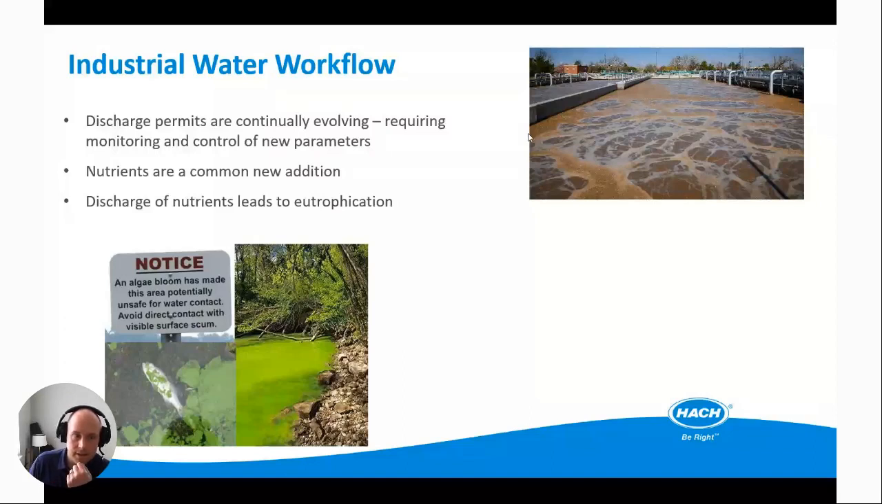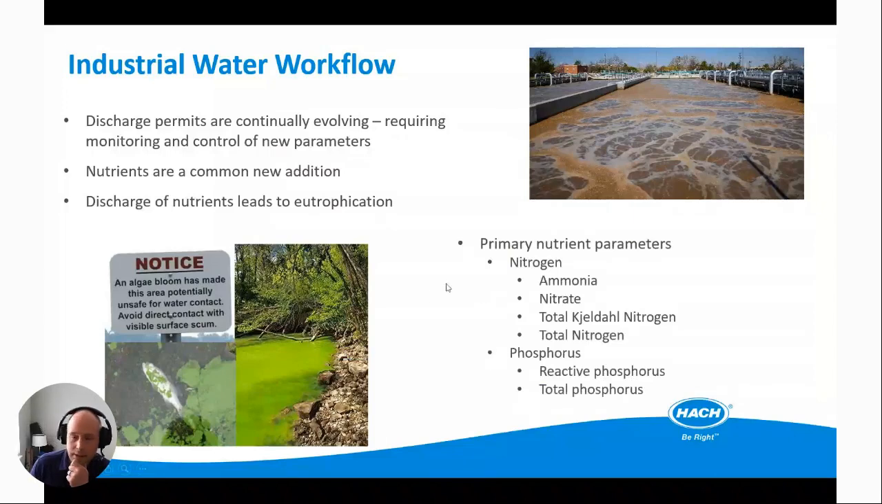Nutrients, a high discharge of nutrients leads to eutrophication. That's what these images here at the bottom of the screen are. Eutrophication is an overgrowth of plant life. Here it's algae. And that overgrowth of plant life leads to deoxygenation of the environment or of the water, and then leads to animal death. So this is a dead fish. This is not happening at every facility, but this is generally what nutrient discharge limits are meant to prevent. So what are nutrients?